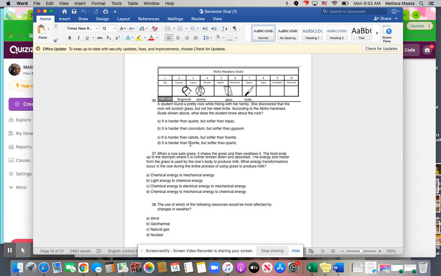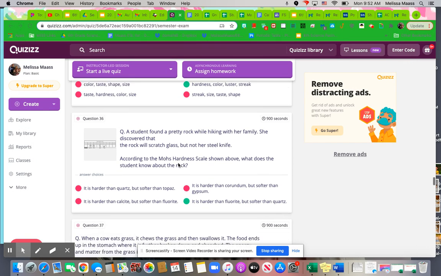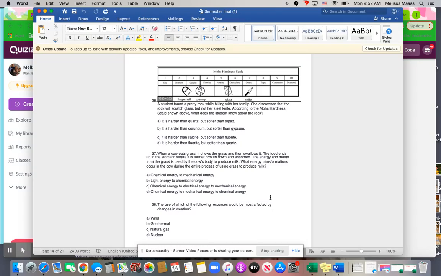And then it's harder than fluorite and softer than quartz. Harder than fluorite, softer than quartz. Okay, well that makes sense. And if you notice off the actual exam, that's the answer. So the answer is D, okay? D right there, like dog, okay?